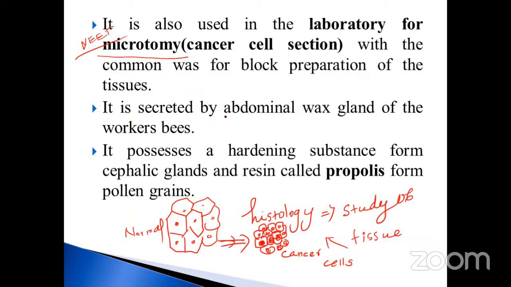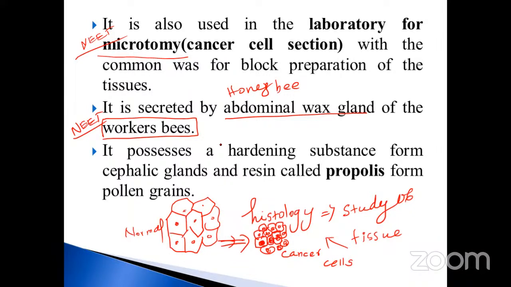It is secreted by the abdominal wax gland. So how are the waxes secreted? In the honeybee. Okay, the honeybee has an abdominal wax gland. The wax is secreted by the abdominal wax gland of the worker bees. What is the meaning of worker bees? Maximum are worker bees. Think that it is also a NEET question. Which one has a wax gland, like that they may ask questions.